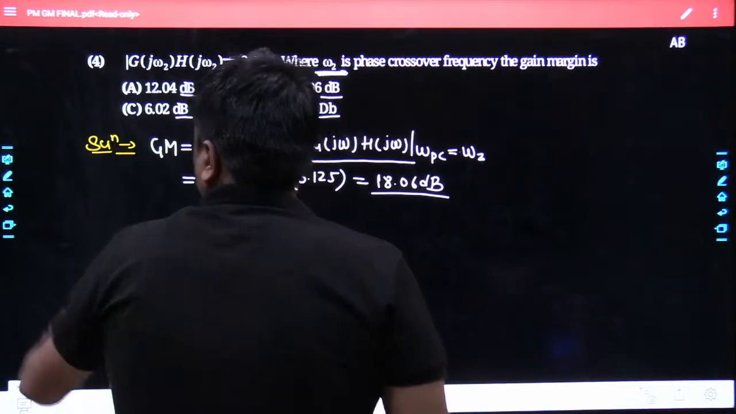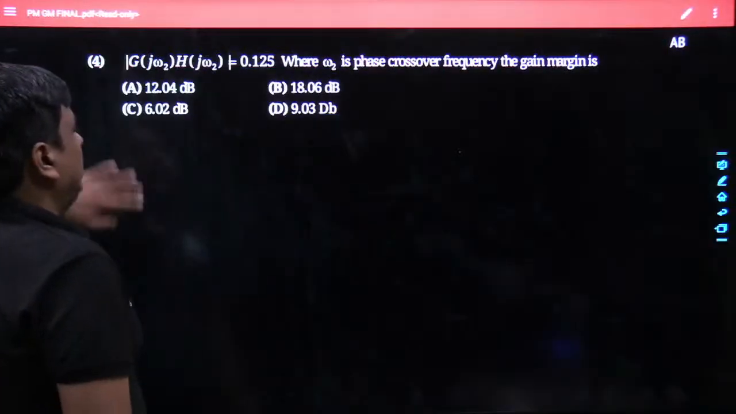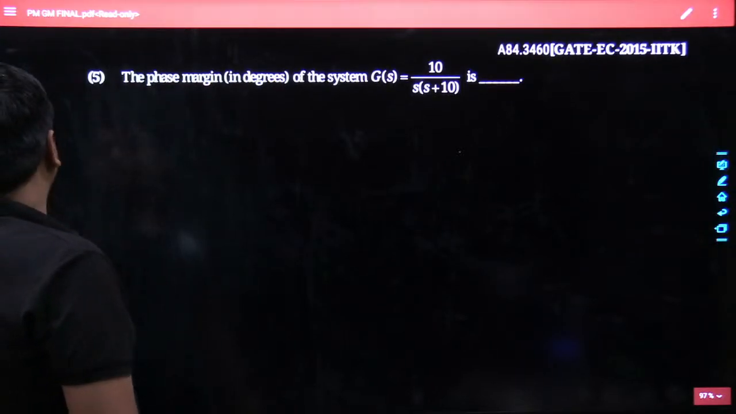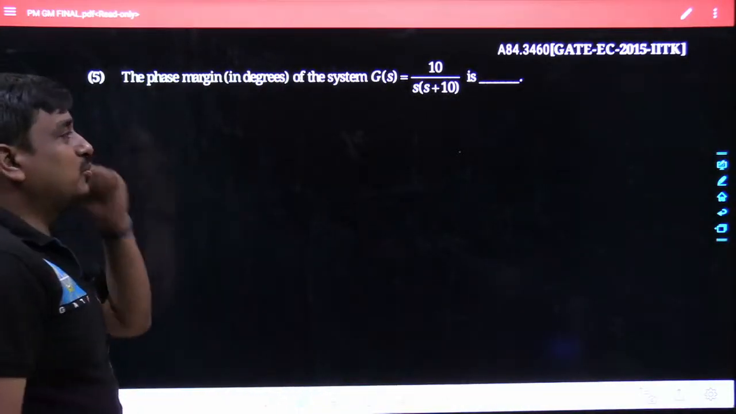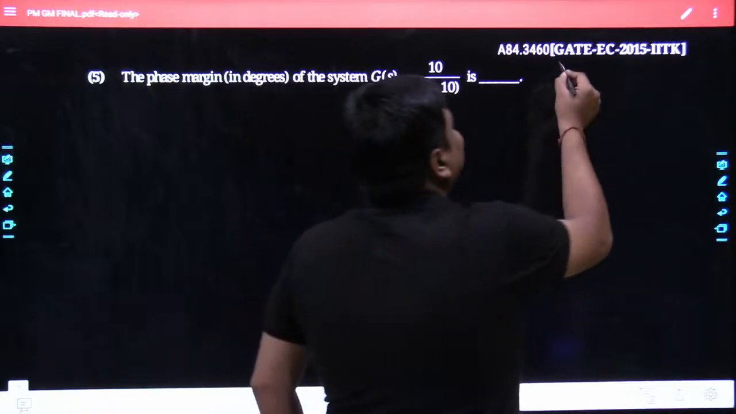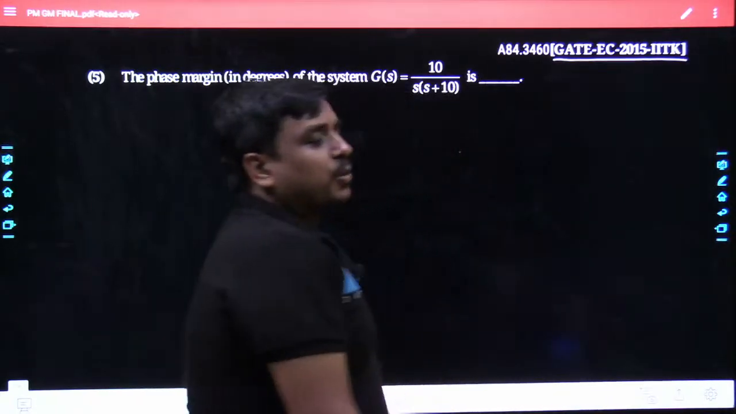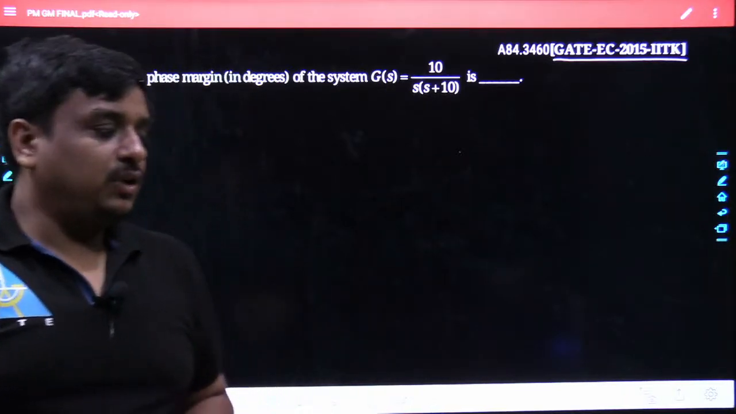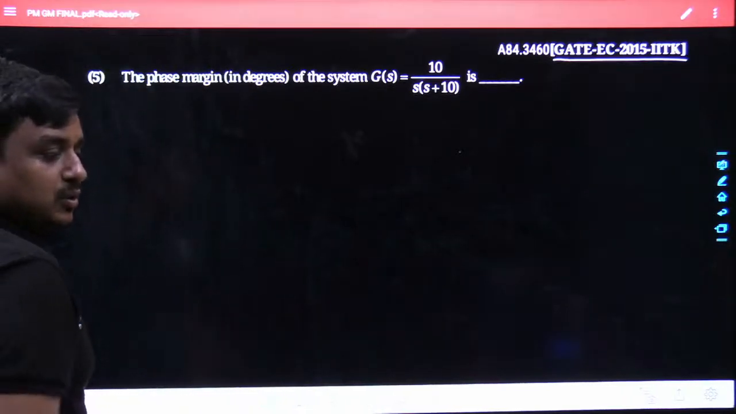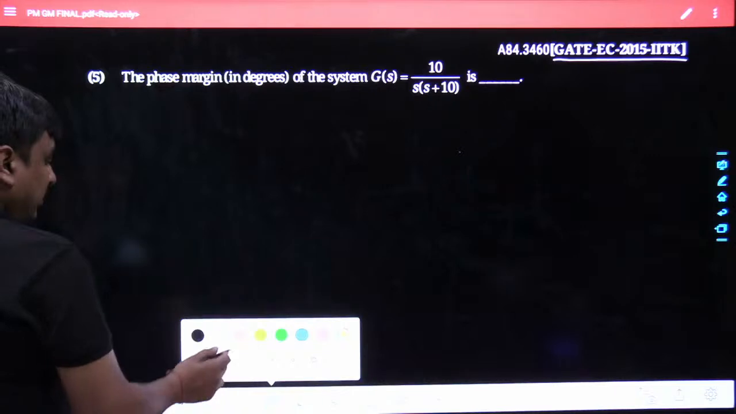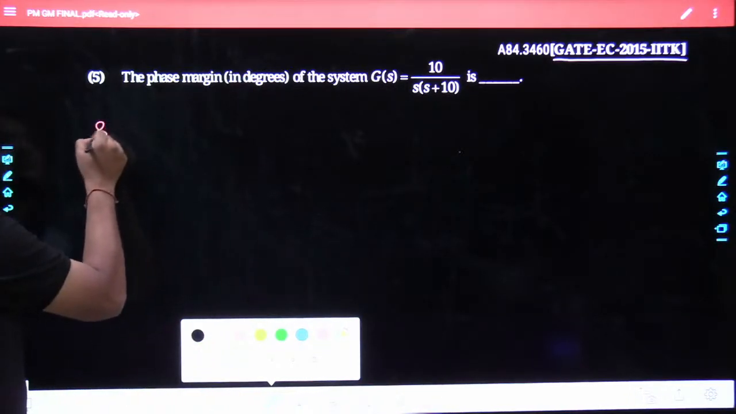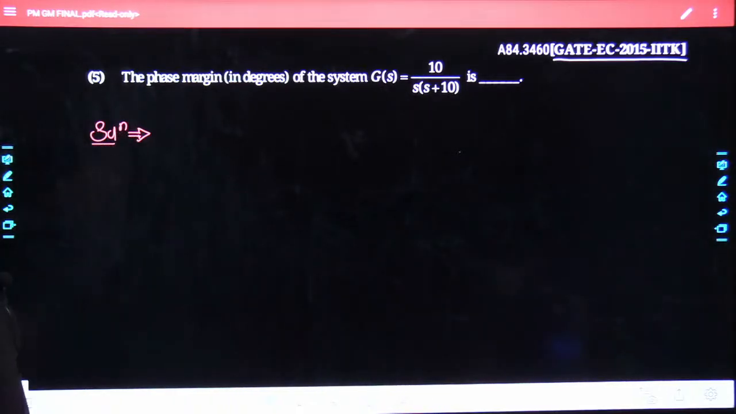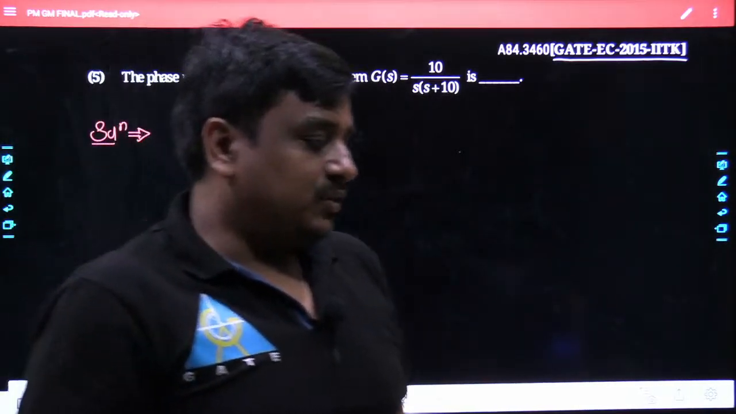Now, let me go into the next question. It is a very well planned problem. Tell me what would be the best answer. This problem came in GATE Electronics in the year 2015. The problem was framed by IIT Kanpur.